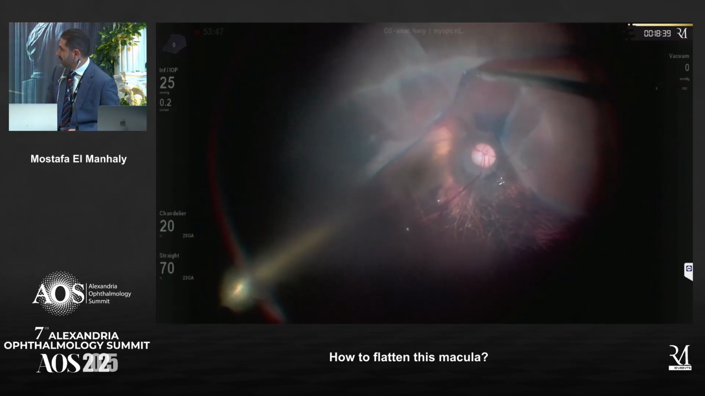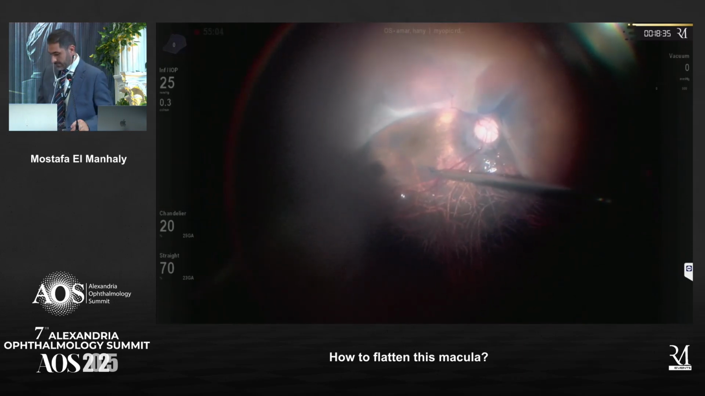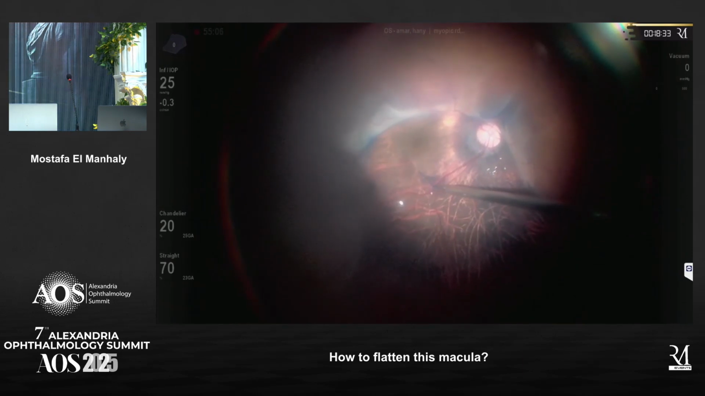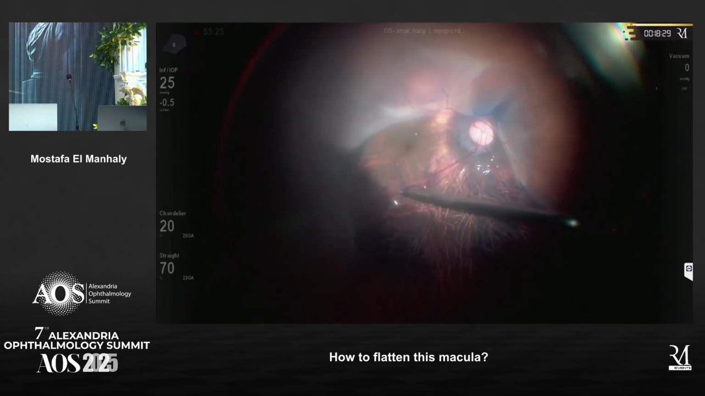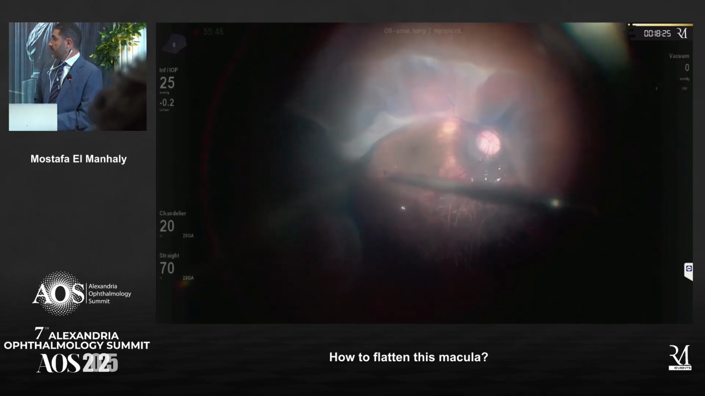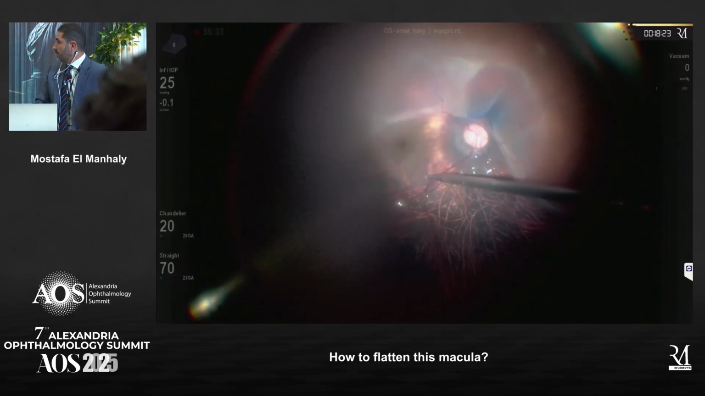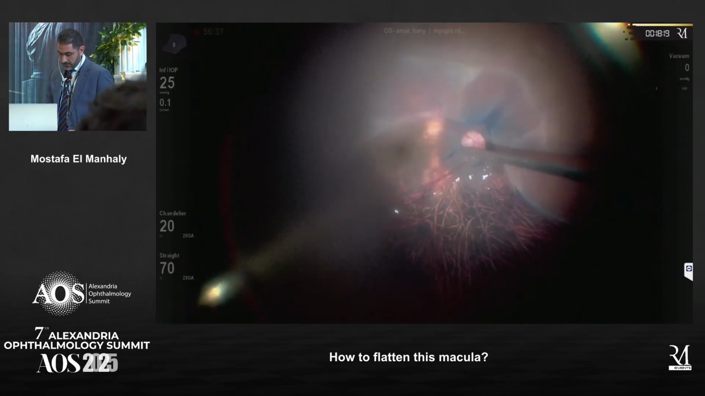You may have a macular hole later on, especially if the patient develops PVR post-operative, because this is a chronic detachment. So in this case, if it goes well, fine. But if there is a PVR post-operative, sometimes stretching of the macula can cause a post-operative macular hole. So it's always a risk there.